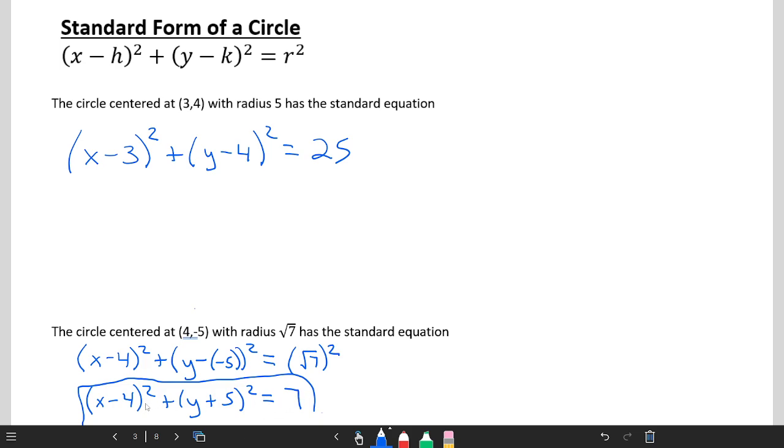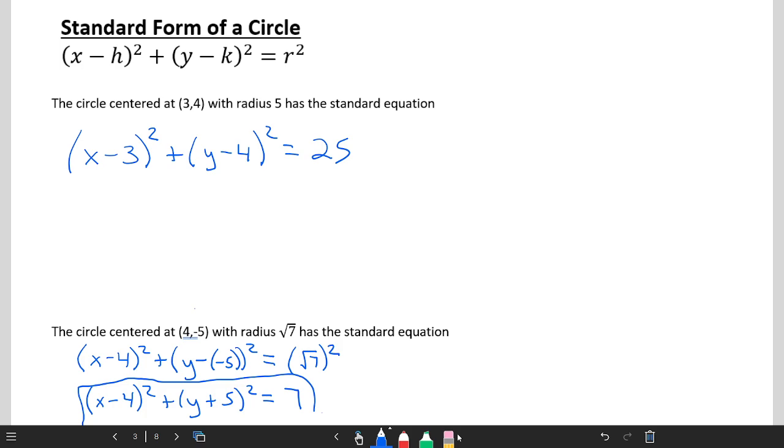So if we were given the equation in this form and we needed to graph it, we could do that pretty easily. We could find the center by finding h and k. It's a little bit tricky when you have a plus sign. You just have to think about that y plus 5 is the same as y minus negative 5. So that gives you the center, and then you'll go that distance of the radius from the center in each direction to graph the circle.